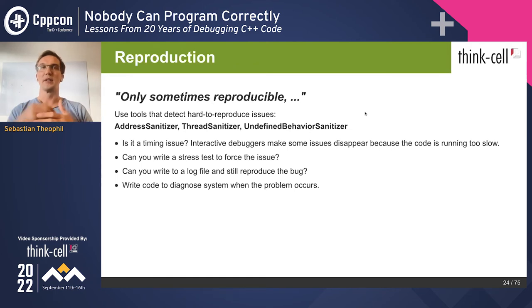Instead, you could do something else. Sometimes you can write stress tests for the relevant part of your code. So you execute it much more frequently, much harder than you usually do, to force an issue to appear. Maybe if you cannot use an interactive debugger without destroying some specific timing, you can still write to a log file, and get some information about the state and the behavior of your system that way without destroying the timing. Last but not least, you can always try to write code that detects a bug and in that moment tries to print out more information about the state of your system.